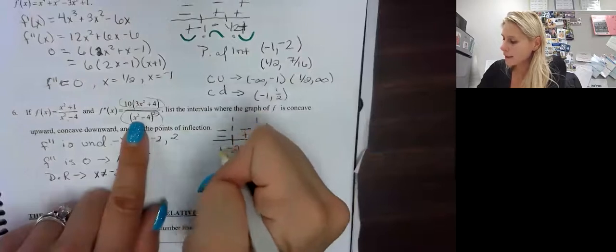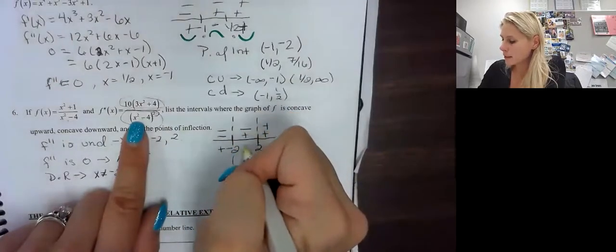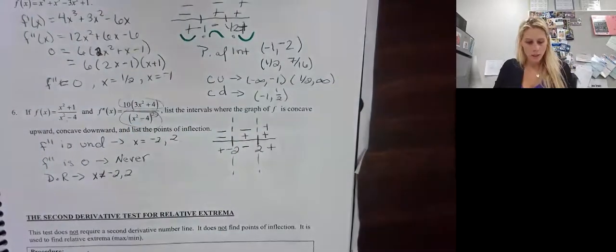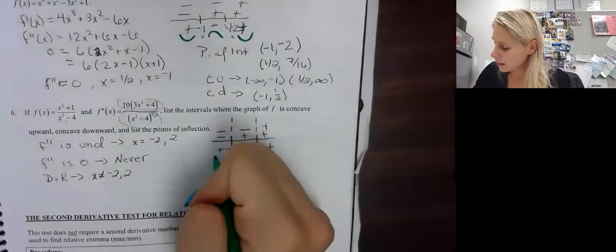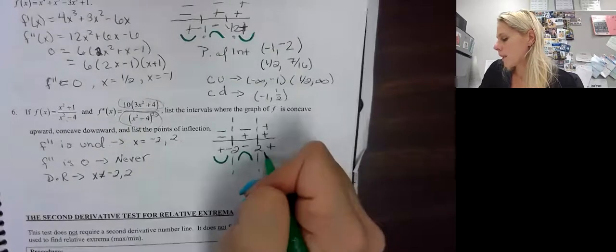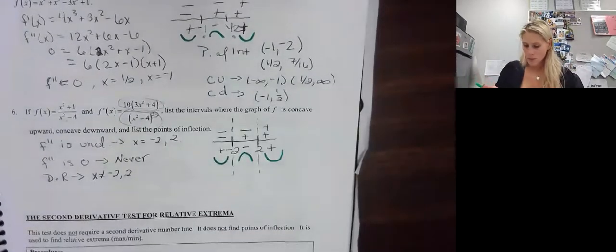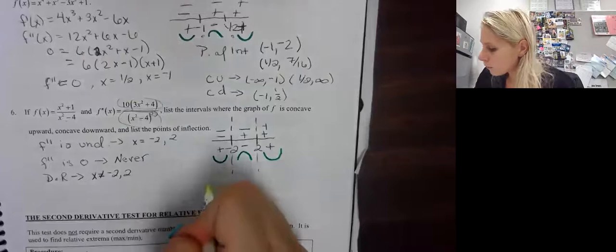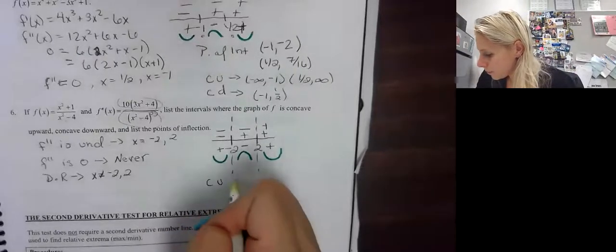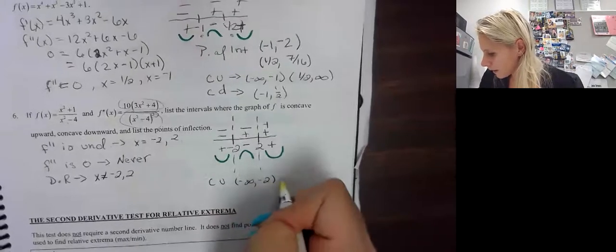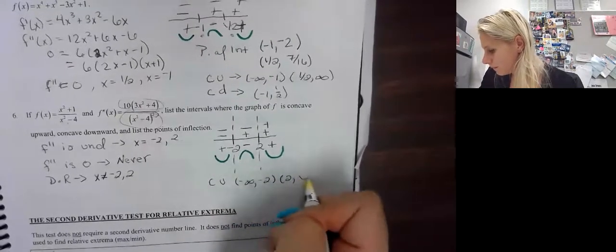Negative times a negative is a positive. Negative times a positive is a negative. Positive, positive is a positive. Let me do my drawings because I get used to that. Positive means concave up. Negative, concave down. All right, let's do concave up, concave down before we do points of inflection, because we have to discuss something. So concave up would be -infinity to -2 and 2 to infinity.